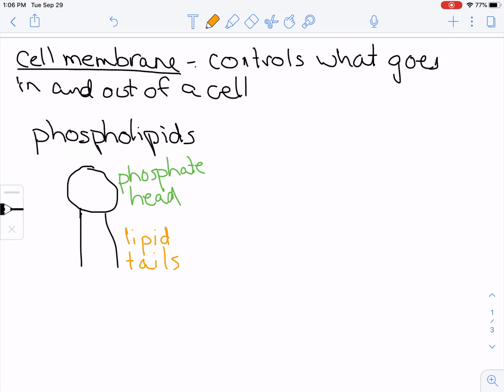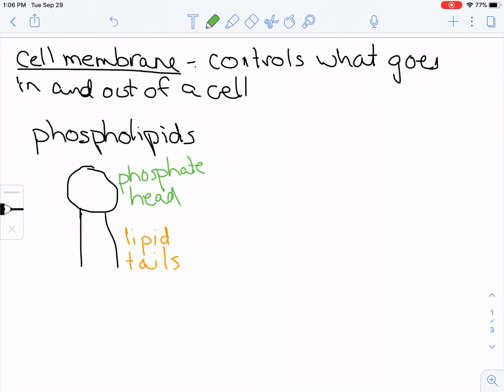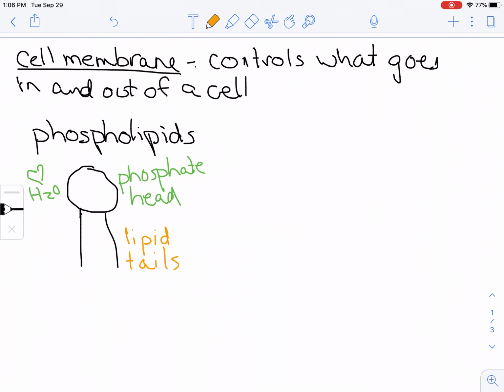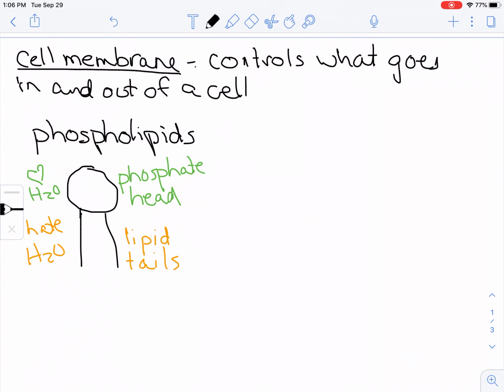Okay, and so this part up here, the phosphate heads, they love water. Okay, and these lipid tails, just based on the chemical structure that makes them up, they hate water. They're afraid of it.